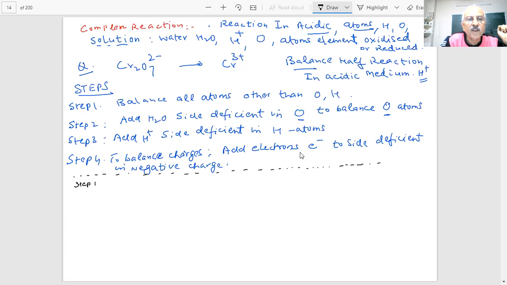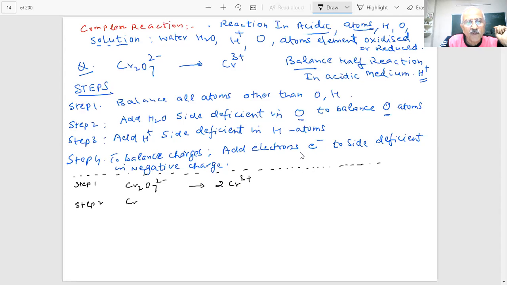In this reaction, how many chromium do you have on the left side in Cr2O7 2 minus? 2. Right hand side you should have 2. Okay? And the left hand side we have 7 oxygen. Step 2. Add H2O.